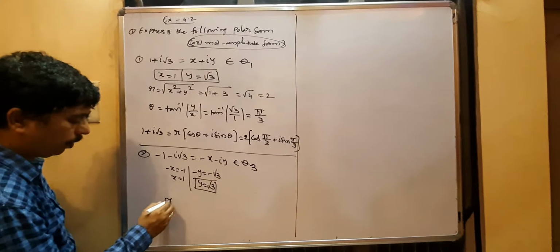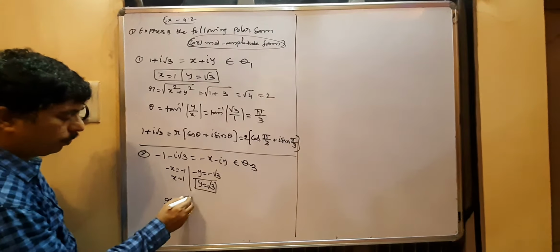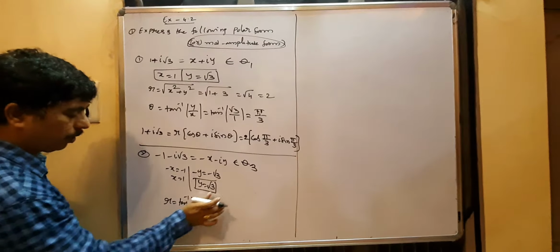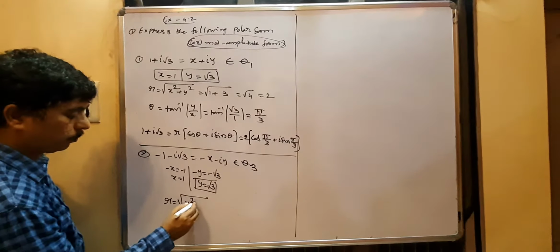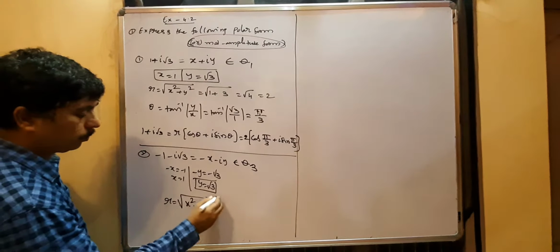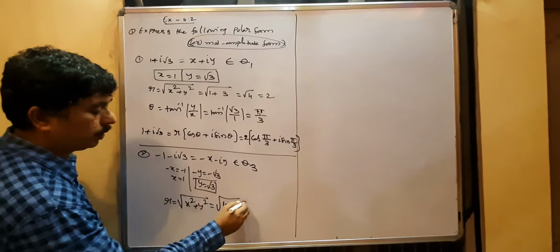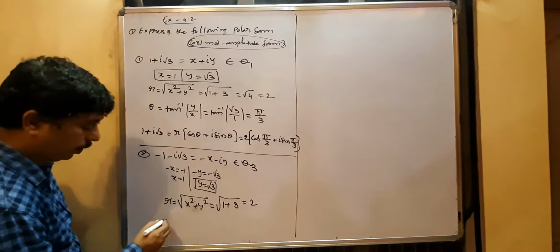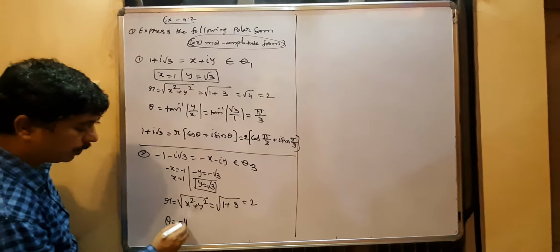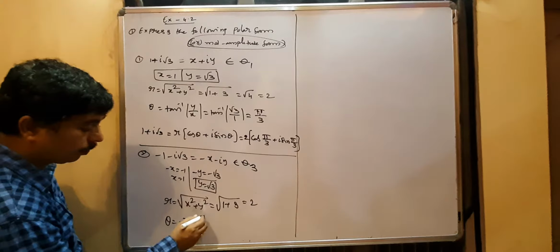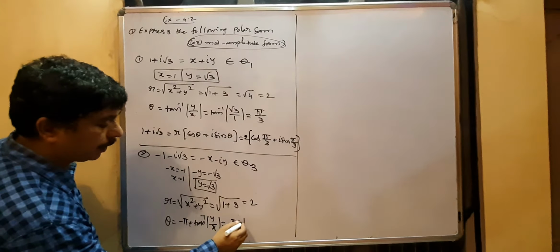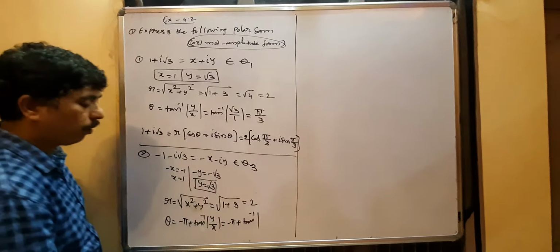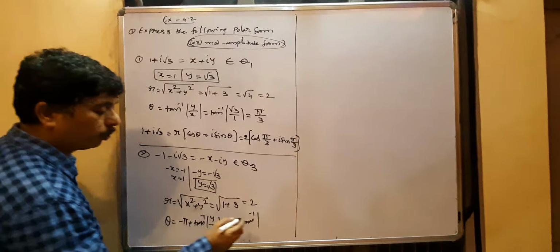What is the r formula? Sorry, the r value is root of x square plus y square. 1 plus root 3 whole square, that is root 4, meaning 2. Theta, for the third quadrant, means minus pi plus tan inverse of mod y by x. That is minus pi plus tan inverse of modulus of y by x, which is root 3 by 1, root 3.